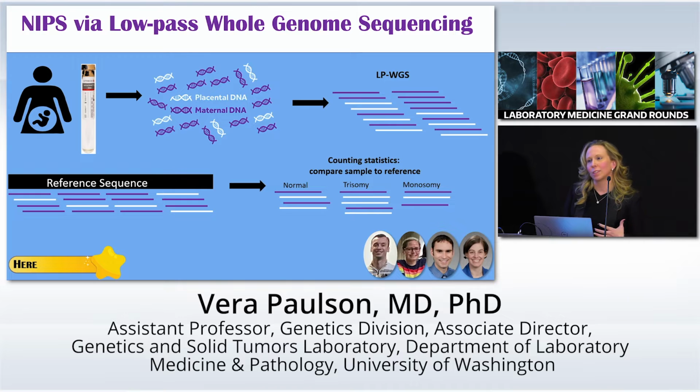The way that this works is to take a peripheral blood tube from a pregnant woman at 10 weeks gestation, and they isolate placental DNA, as well as the maternal cell-free DNA that's present within the plasma compartment. And this is subjected to low-pass whole genome sequencing aligned to a reference, and then allele counts are done, or counting statistics. So you're looking for your normal number of chromosomes. If there's a gain, this would be a trisomy, and a loss would be a monosomy.